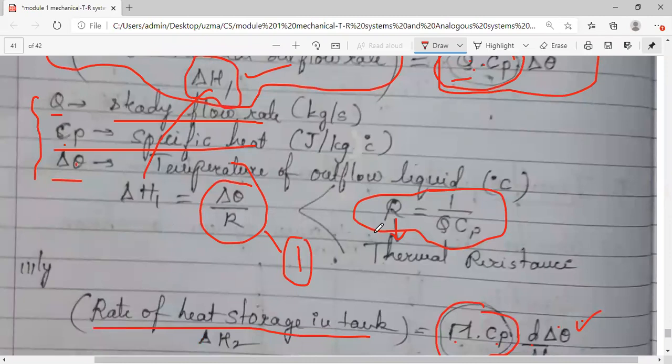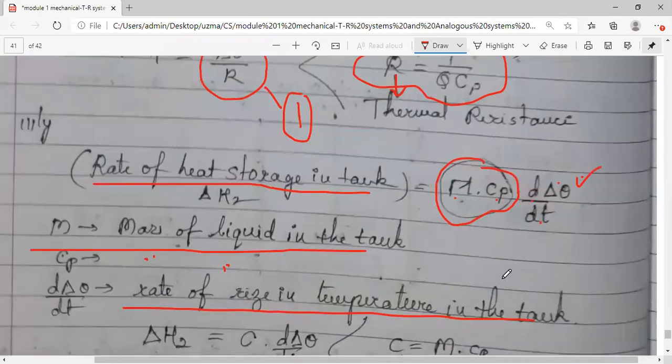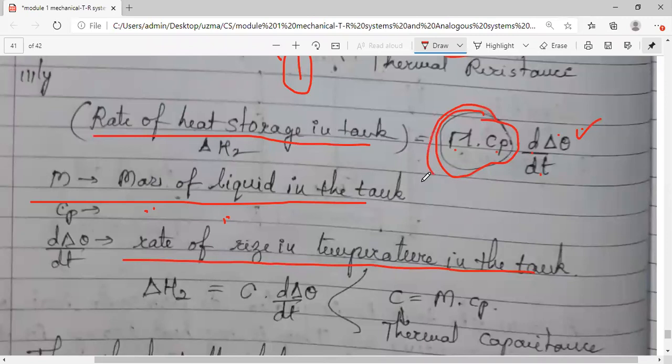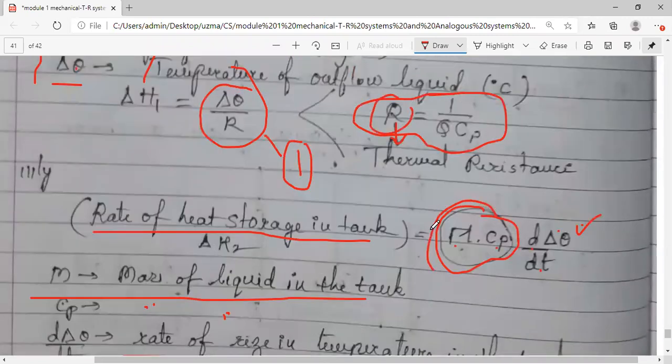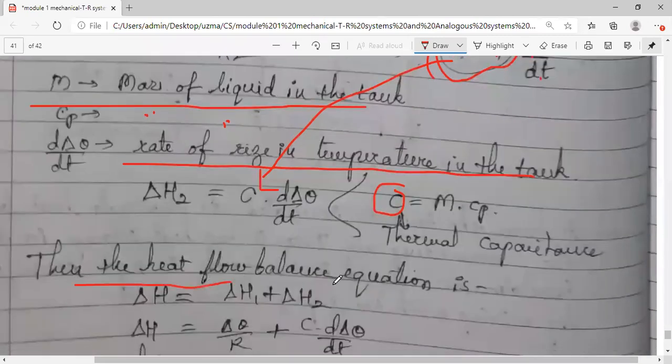So this is about delta H1. Similarly for delta H2, m Cp d by dt of delta theta. Just like I used resistance here, I will use capacitance. M into Cp is directly related to your capacitance. C is equal to M into Cp. C is thermal capacitance. So I'll substitute that here, C into d by dt of delta theta. So the heat flow balance equation, the dynamics of the system, how I can describe it in the form of an equation is, what is the change?